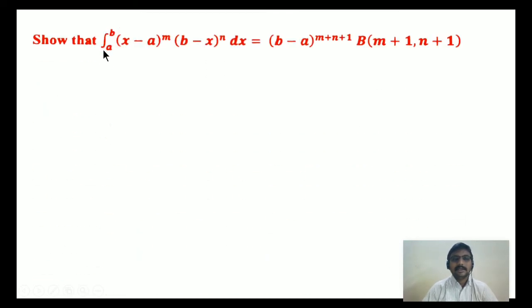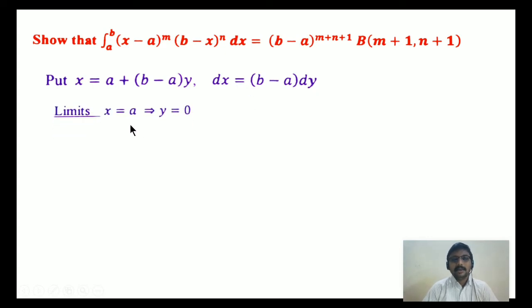Show that the integral from a to b of (x minus a) whole power m times (b minus x) whole power n dx is (b minus a) whole power m plus n plus 1 times beta of m plus 1, n plus 1. Proof: for this we have to put x equal to a plus (b minus a) into y. Now differentiating on both sides, the derivative of a is 0, b minus a is constant, and the derivative of y is dy. So thus we will have dx is b minus a into dy.